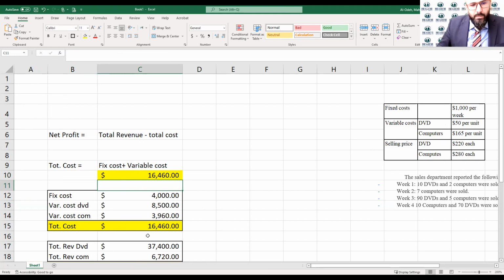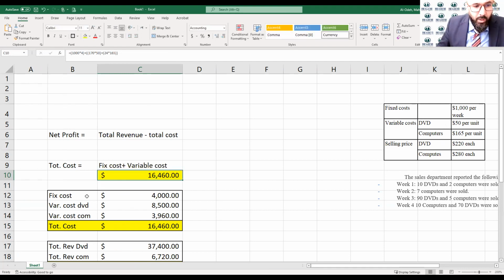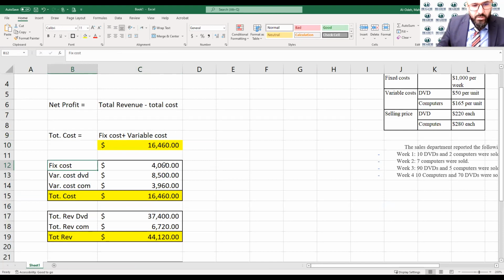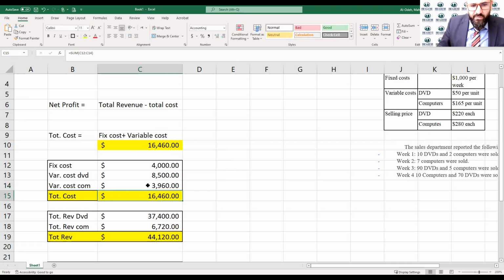All right, now I understand I did use some parentheses here, and you might not be able to use them for different reasons. So what I want from you is to break it down and go step by step. So what I did here, I said the fixed cost is equal, so I started with the equal sign, 1,000 times 4. And then the variable cost would be 170 times 50, and that's for the DVDs. Variable cost for the computers, 24 times 165. And we found out the cost. So the total cost, adding these together, will give you 16,460.